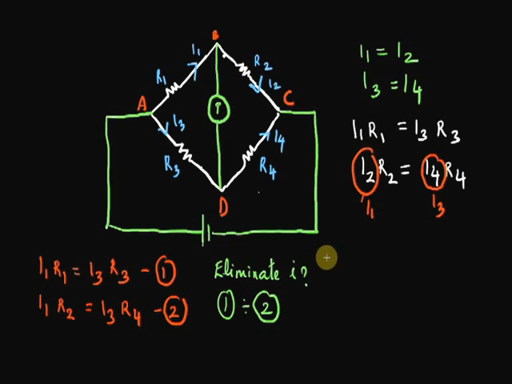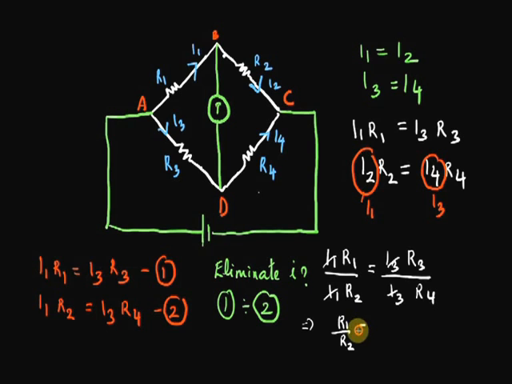So 1 divided by 2 gives me I1 times R1 over I1 times R2, which will be equal to I3 times R3 over I3 times R4. And if you were to cancel out the I1s from the left-hand side of the equation and the I3s from the right-hand side, we end up with this equation: R1 over R2 is equal to R3 over R4. This is the balance condition, which happens when there's no current flow through the galvanometer.